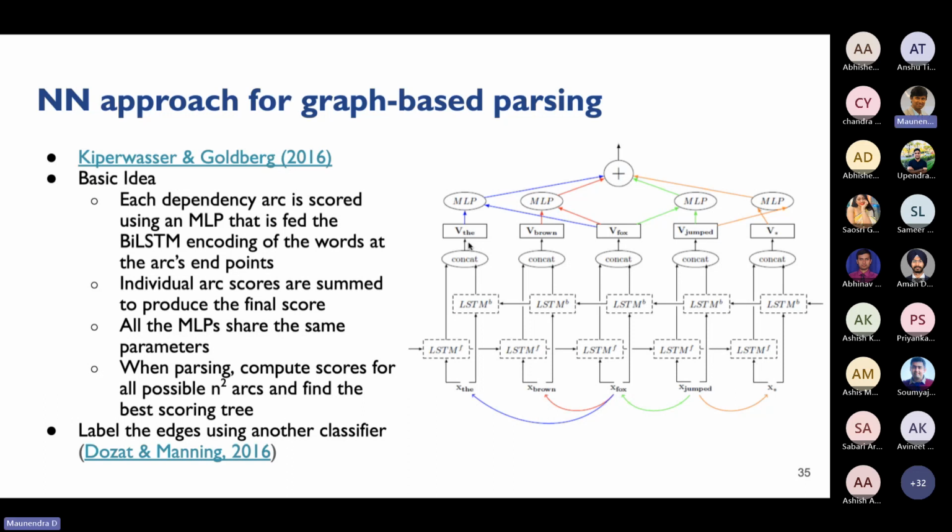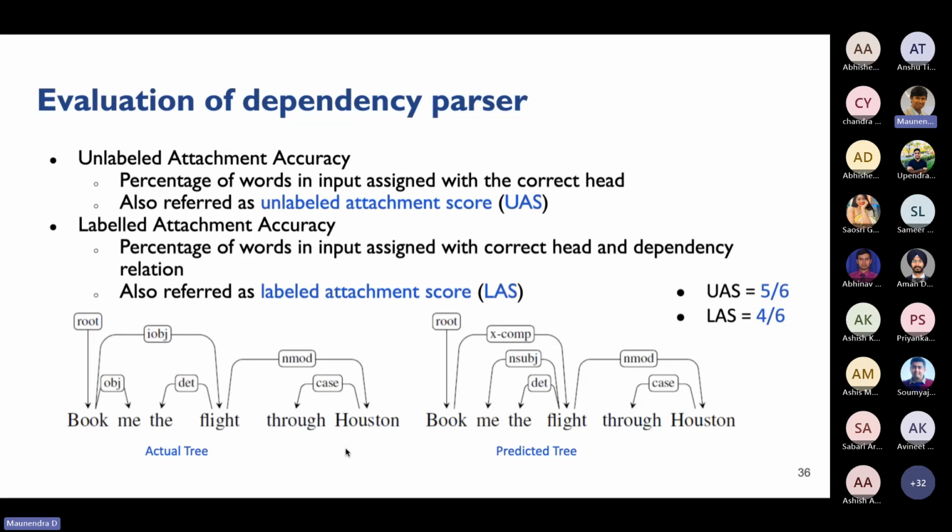So this is another neural network based approach, and they said the edges can be labeled using another classifier. So this is about dependency parsing, and there is some evaluation of dependency parser.